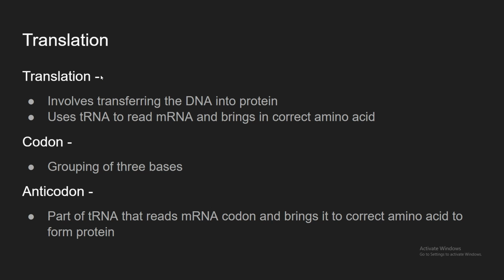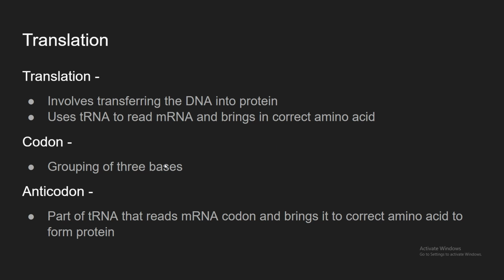And then you have translation. Translation involves transferring the DNA into a protein, so this whole process is just transferring it from the nucleus into a protein or amino acid. This uses tRNA to read the mRNA, and this is all happening inside of the ribosome. This takes the tRNA and it reads the mRNA and brings it to the correct amino acid.